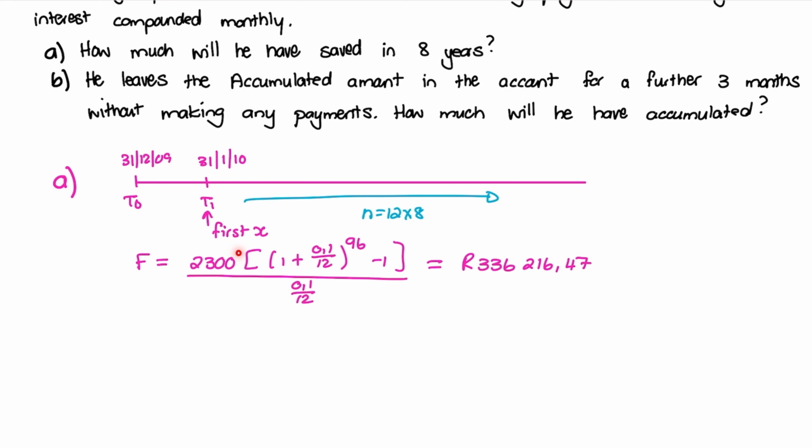And be careful now when you plug and play. The X value is 2,300. The interest rate is 10% per annum, compounded monthly. So sometimes students forget to divide by 12. And the N is not the amount of years, it's not only 8, but it's actually 96. So we are going to make 96 payments in total.